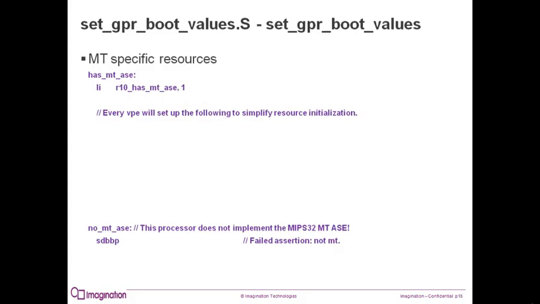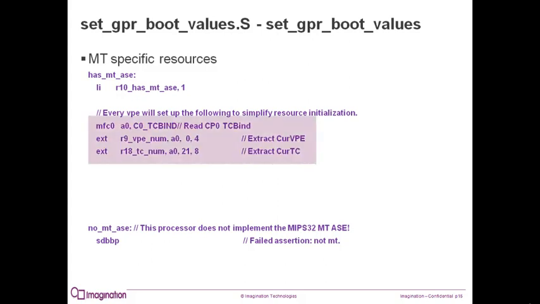If the code has determined that it is executing on an MT processor, it will set GPR10 to 1. It will use this register in cases where it needs to do a special configuration for MT. The rest of the code will save MT-specific data in specific registers. It will read the CP0 TC bind register and save the number of the VPE context it is executing in right now into GPR9, and it will save the TC it is executing in to GPR18.